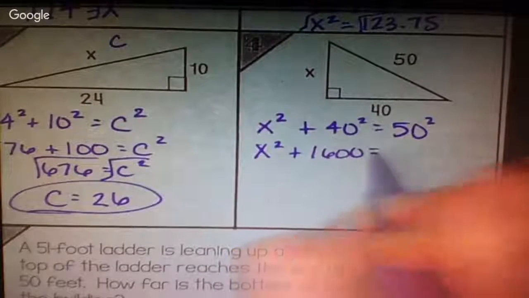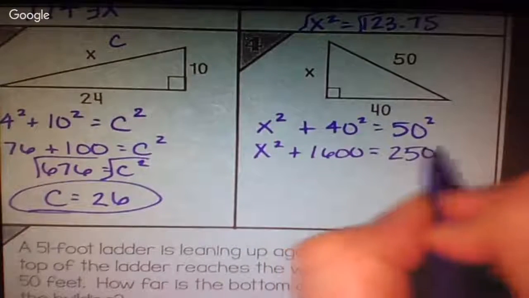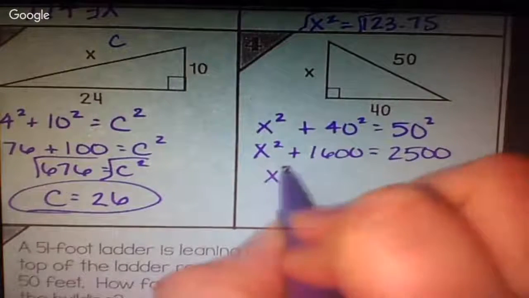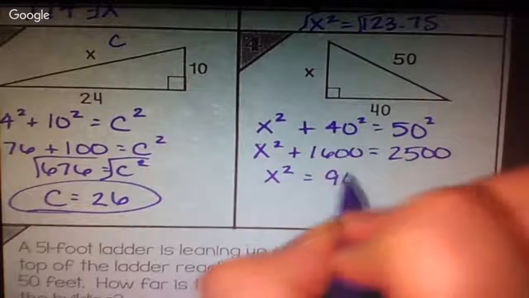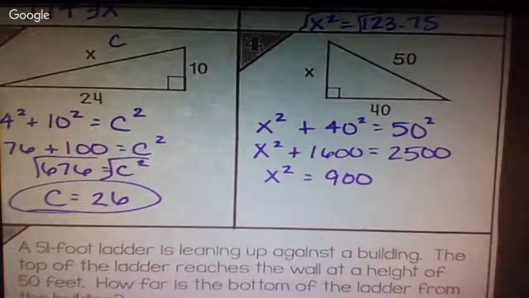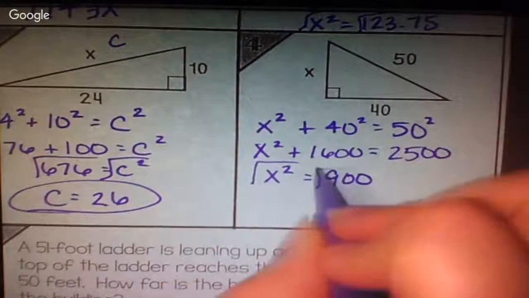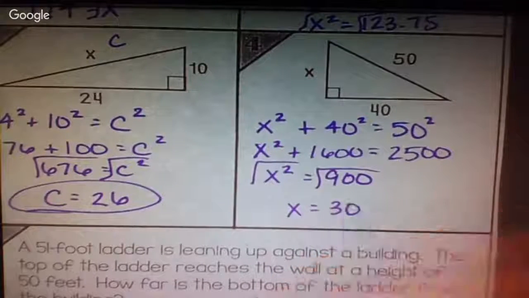1600. 2500. So this time I have to subtract. So x squared should equal 900. Take the square root and x equals 30.